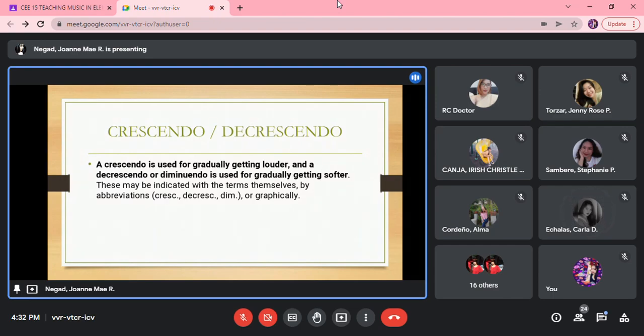Decrescendo or diminuendo. It is used for gradually getting softer. This may be indicated with the terms themselves by abbreviation, decresc. or dim., or graphically.